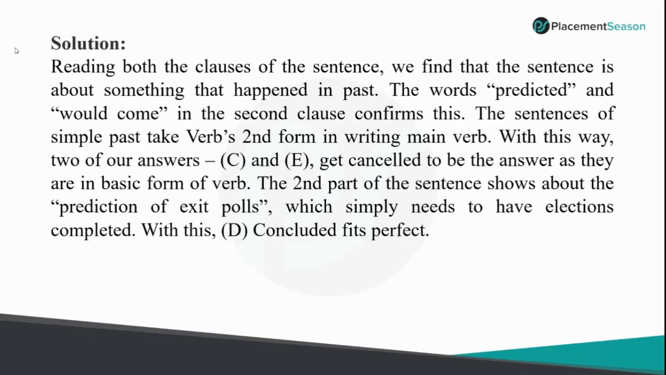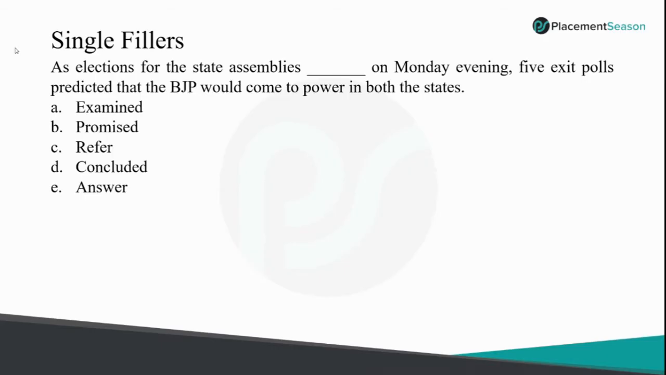So when something happens in simple past tense, the verb is in second form. So with this, what are the options that you can exclude for an answer? They are just in a simple present tense and they are not in past. So C and E can be excluded in this.